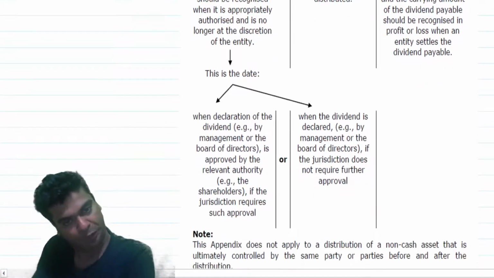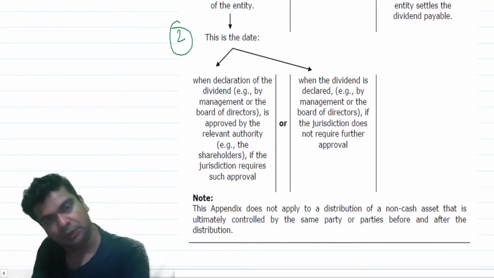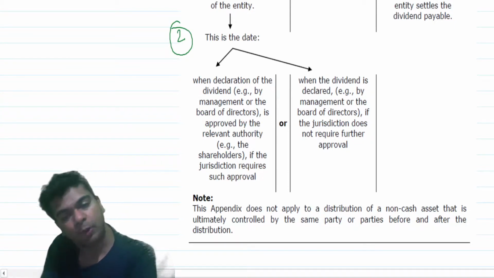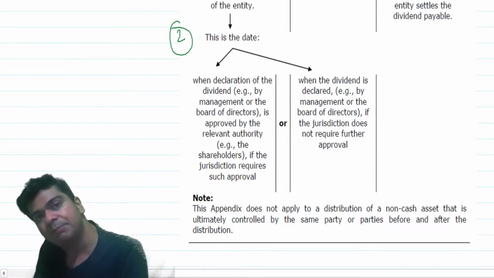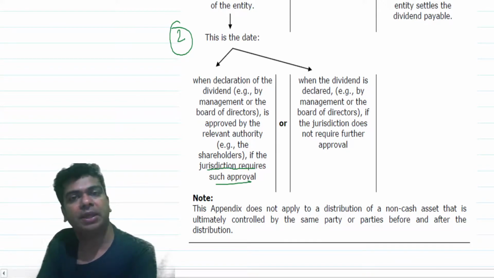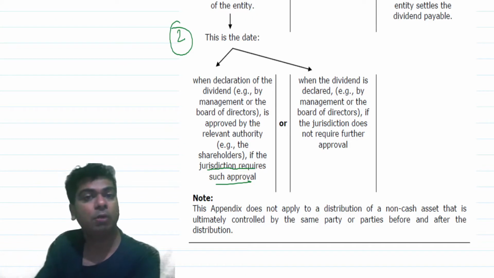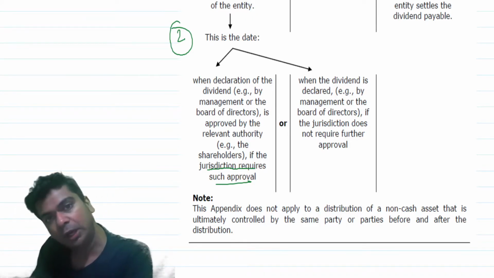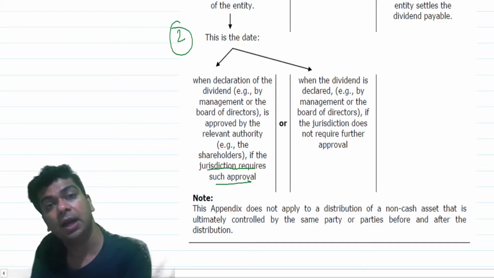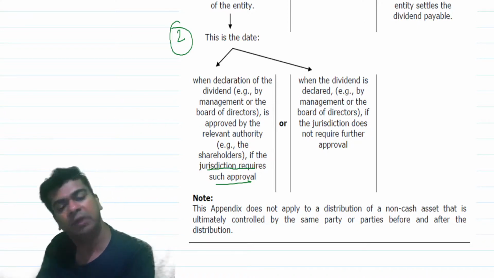Yes, that's our second point over here. When can you say that the liability of the dividend has crystallized? This is the date, any one of two dates. This is the date when declaration of dividend, for example, by the management or the board of directors, is approved by the relevant authority, for example, the shareholders, if the jurisdiction requires such approval. Whenever a company is declaring dividend, the dividend is basically declared by the management or the board of directors. Is that dividend required to be approved by the shareholders? If the answer is yes, the moment you get the approval of the shareholders, the dividend is authorized. Please go ahead and record an accounting entry for the dividend payable.